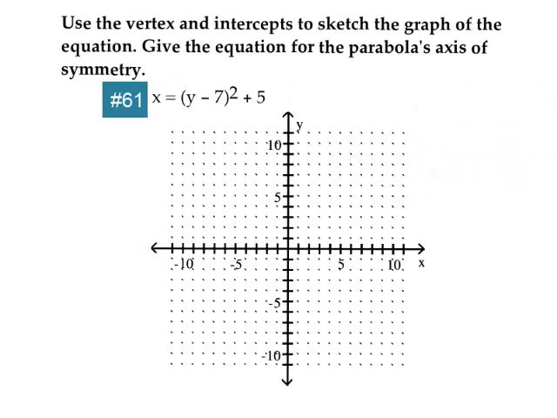Alright, we've got a parabola again. We want to use the vertex, I don't need to worry about the intercepts, use the vertex and we're going to plug in some points and graph this. So notice that this is x equals, and so this is going to either be a parabola that opens left or right, not up or down like if it was y equals.